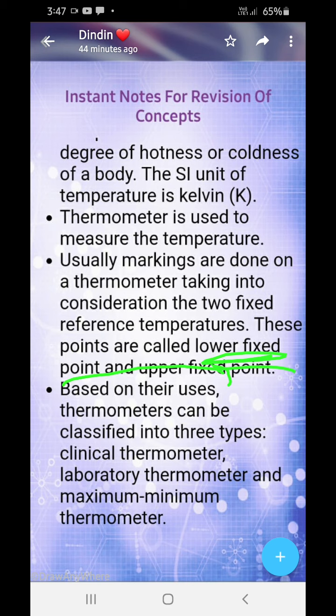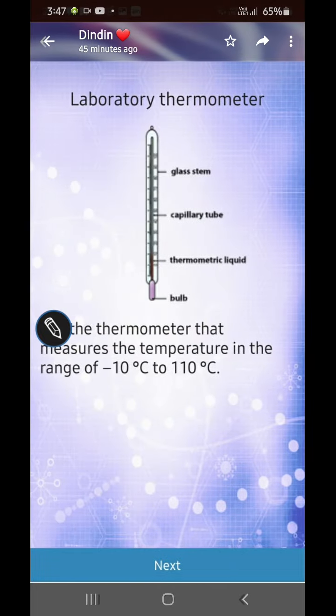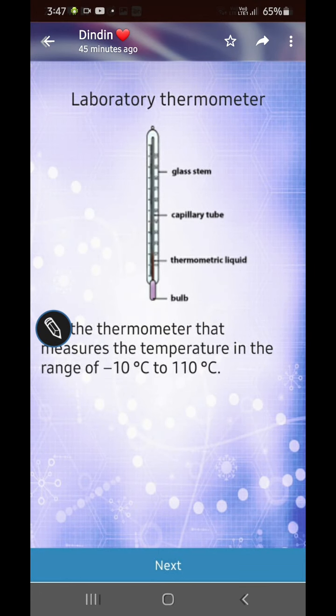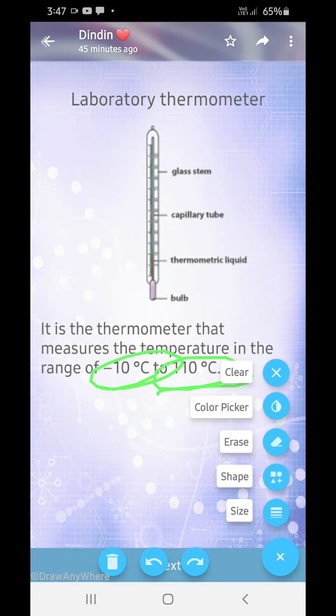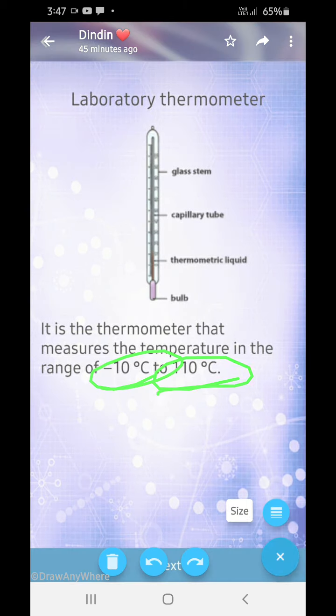Based on their uses, thermometers are classified into three types: clinical thermometer, laboratory thermometer, and maximum and minimum thermometer. Next we have the infographs. See the laboratory thermometer. The range is, the lower fixed point is minus 10 degrees Celsius and the upper fixed point is 110 degrees Celsius.